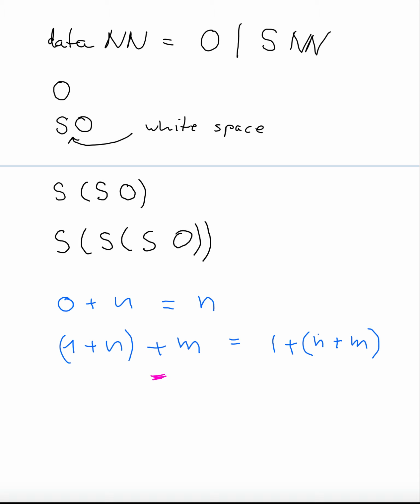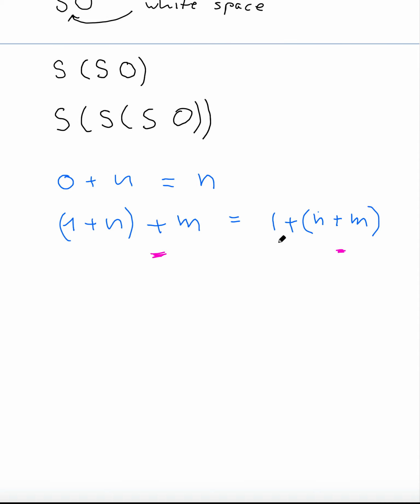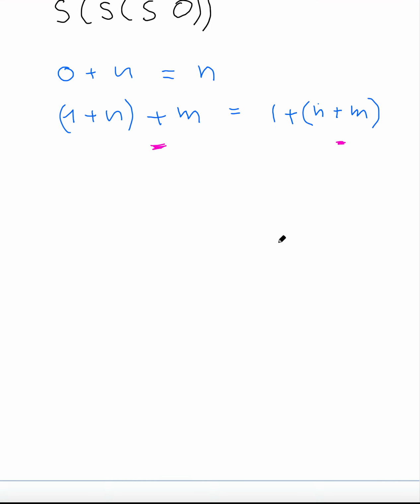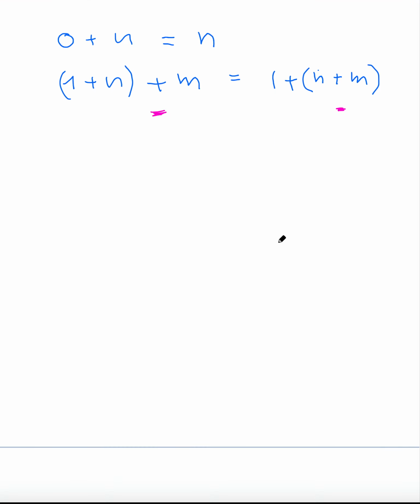So let me highlight this here. The first plus has an argument which is 1 plus n, and the recursive plus has an argument which is n, which is smaller. Okay, so I agree that maybe you've never thought about addition like this, but this is really what addition is. These are the mathematical equations that define addition of natural numbers.